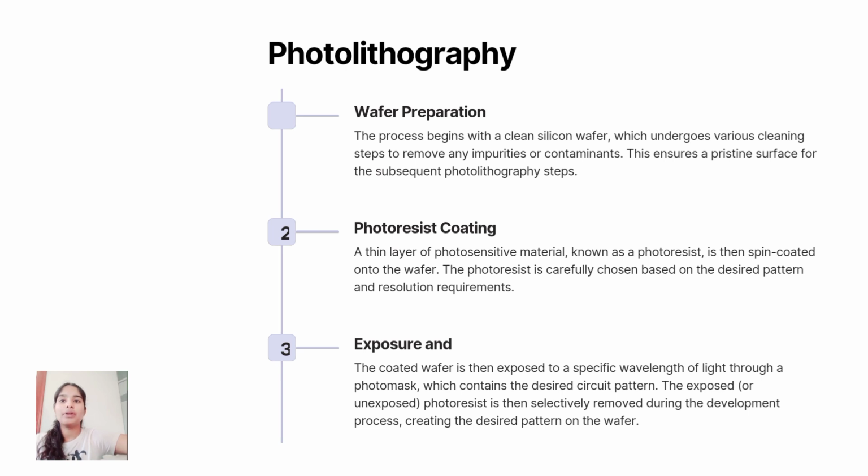Exposure and development. The coated wafer is then exposed to specific wavelength of light through a photo mask which contains the desired circuit pattern. The exposed or unexposed photoresist is then selectively removed during the development process, creating the desired pattern on the wafer.